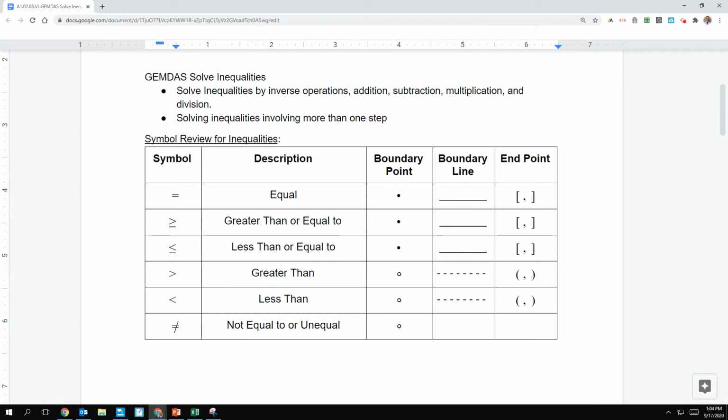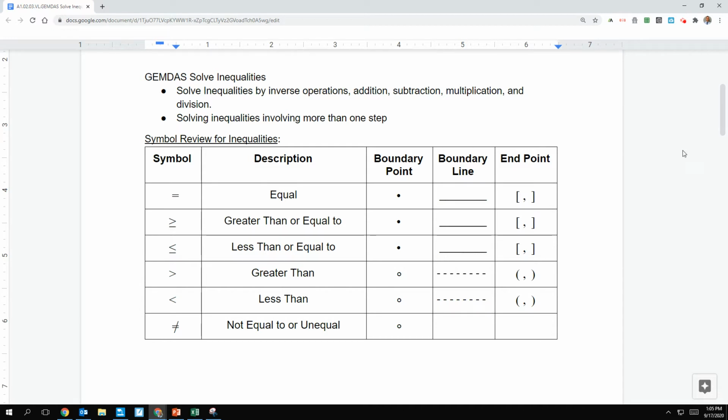We are talking about using GEMDAS to solve inequalities, and we want to solve inequalities by inverse operations, including addition, subtraction, multiplication, and division. We want to be able to solve inequalities involving more than one step. So we will use GEMDAS to get down to our final answer, but then we have to understand what these inequalities mean so we can represent our answer in the correct fashion.